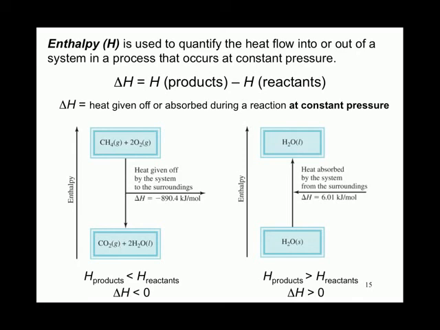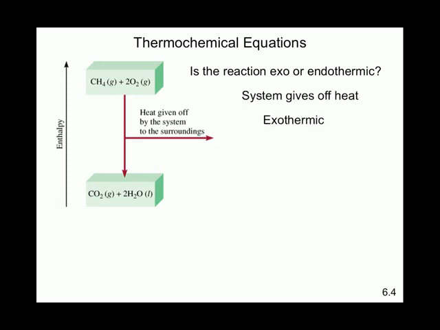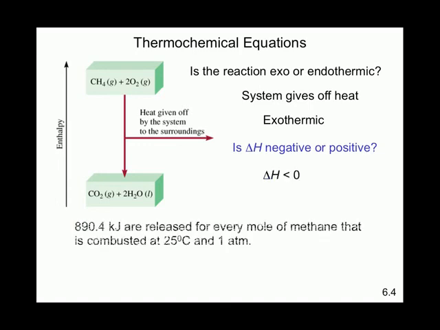So here delta H would be less than 0, or a negative value. Okay. Now, thermochemical equations, as we just saw in the last slide: is this reaction exothermic or endothermic? Because the system gives off heat, it's exothermic, and delta H would be negative because it's less than 0. Now this is one where we can read this.